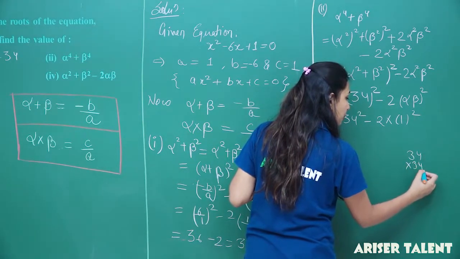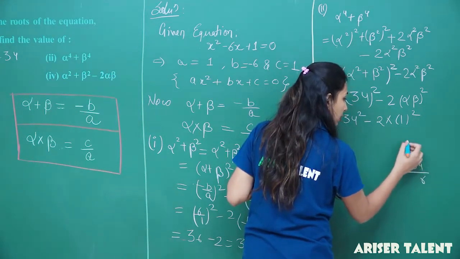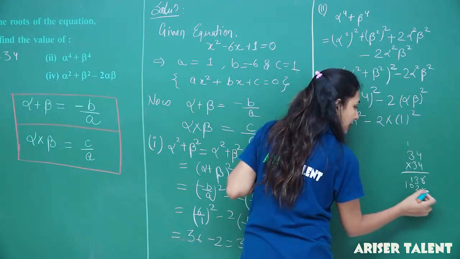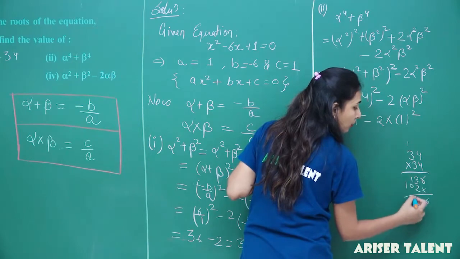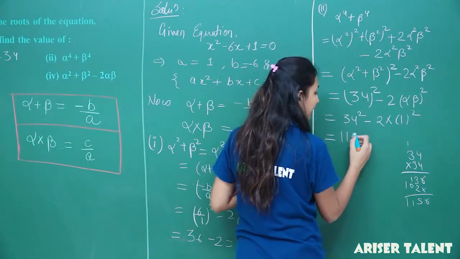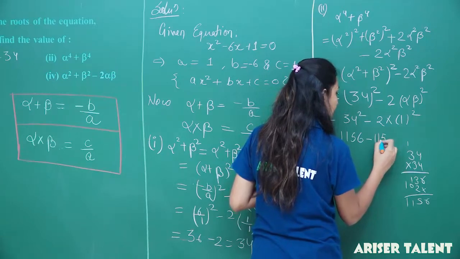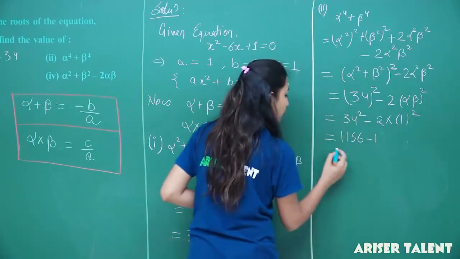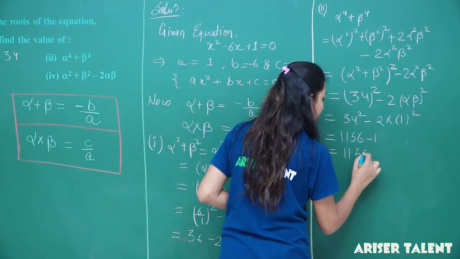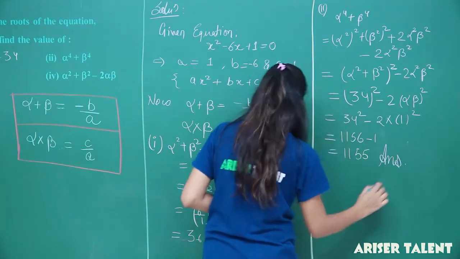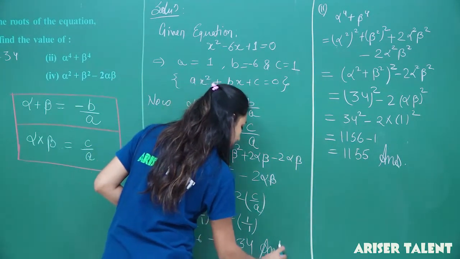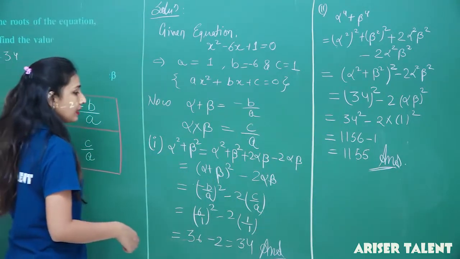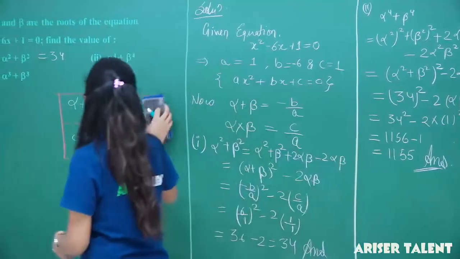34 times 34 is 1156. So, that will be 1156 minus 2 multiplied by 1, which is minus 2. Okay. So, it will give you 1154 as your answer. Here it was your answer. Okay, students. Now, I am rubbing this portion here. Come this side.